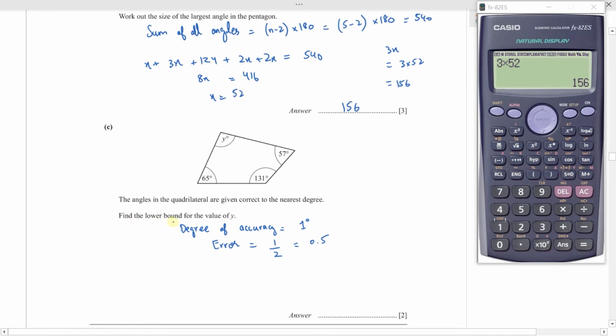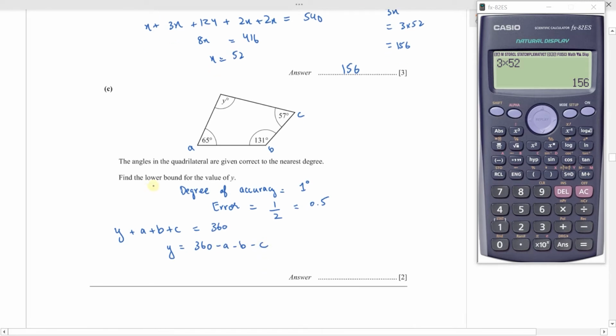So you have to find the lower bound for the value of y. So y is this angle here. So let me mark these angles A, B, C. Since this is a quadrilateral, y plus A plus B plus C, all these angles should sum up to 360 degrees. So to calculate y, I'll take all of these to the other side. So y will be 360 minus A minus B minus C.